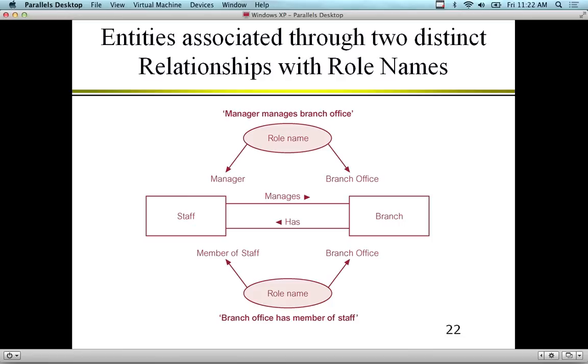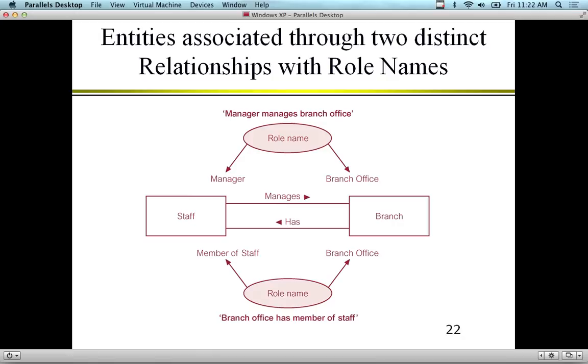Now, what we've been looking at are single relationships with multiple participating entities. Now we're going to go into double relationships. You just draw 2 lines. Not too bad. So entities associated through 2 distinct relationships. We have staff that work at a branch that has staff. That's one relationship. But the manages is really a separate relationship.